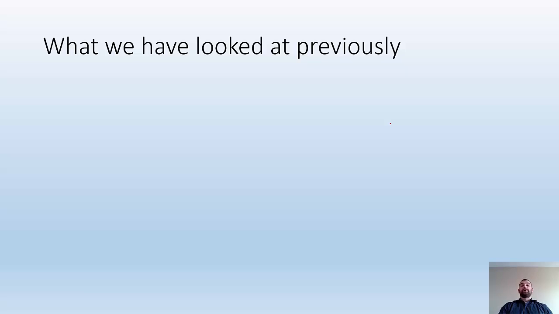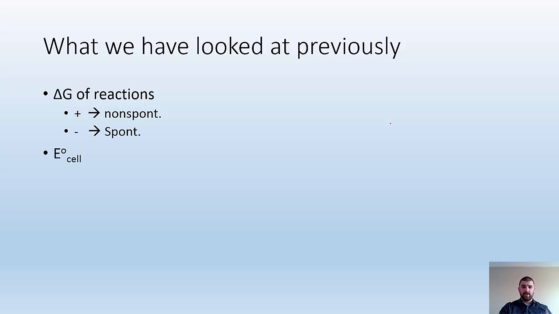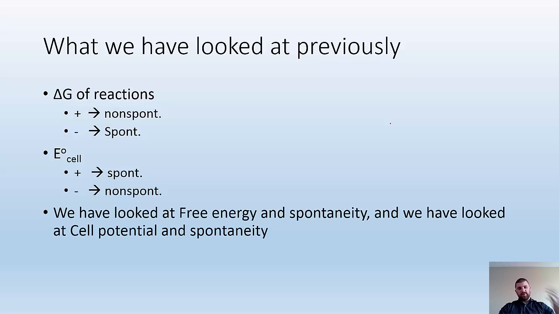So what have we looked at previously? We've looked at delta G of reactions, right? The Gibbs free energy, and if it's a positive value, it's non-spontaneous. If it's a negative value, it's spontaneous. And we looked at the cell potentials, where a positive cell potential is spontaneous and a negative one is non-spontaneous. We've looked at free energy and spontaneity. We looked at cell potential and spontaneity. We're finally going to link the two together.